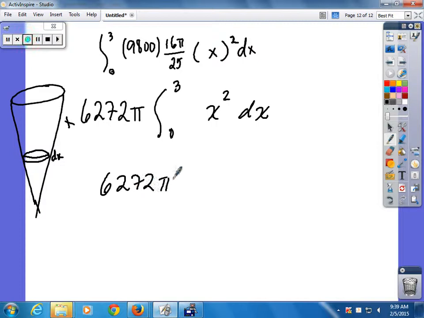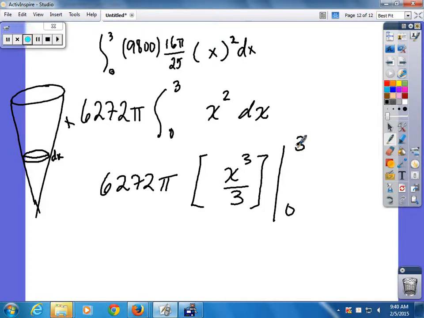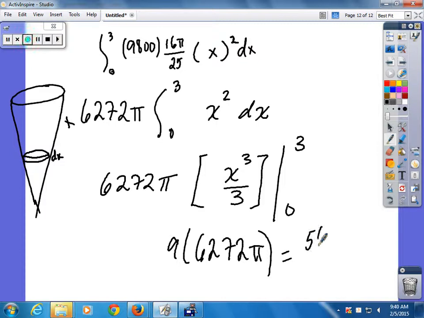So that would be 6272 pi, evaluate our time brackets x to the third over 3 evaluated at 0 and 3. Of course 0 takes out anything. So 3, that's going to be 27 over 3, right? Which would be 9. And 9 times 6272 pi, somebody tell me what that comes out to be. 56,448 pi.